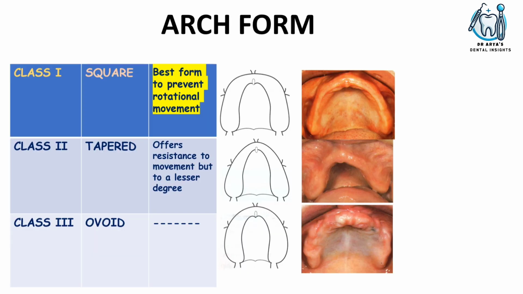Arch form, it is class 1, class 2 and class 3. Class 1 is square. It is the best form to prevent rotational movement. Class 2 is tapered. It offers resistance to movement but to a lesser degree. And class 3 is ovoid. They influence support and tooth selection. If opposing arches do not have the same form, difficulty in tooth arrangement can be anticipated.